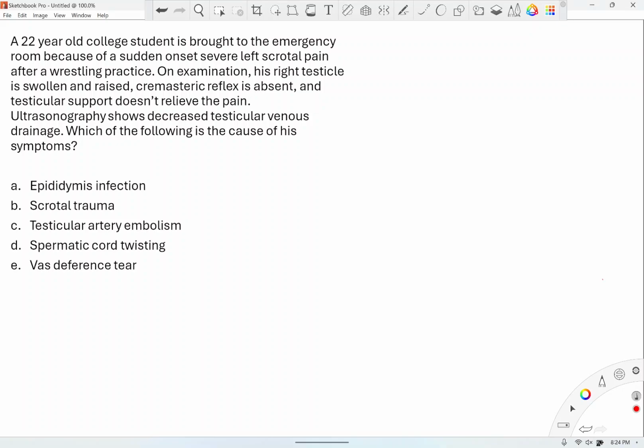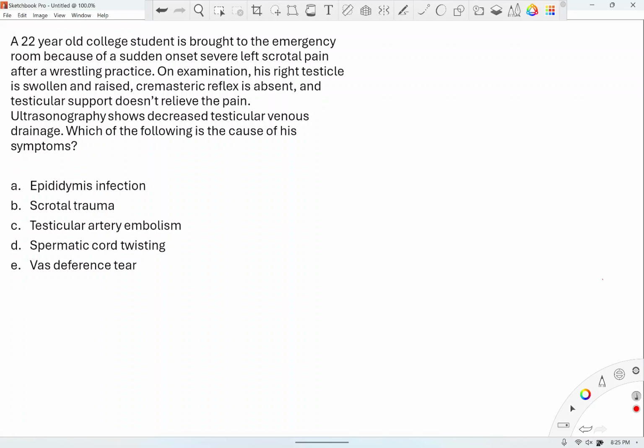So this will be the last question for today. A 22-year-old college student is brought to the emergency room because of a sudden onset severe left scrotal pain after a wrestling practice. On examination, his right testicle is swollen and raised. Cremasteric reflex is absent, and testicular support does not relieve the pain. Ultrasonography shows decreased testicular venous drainage. Which of the following is the cause of these symptoms?